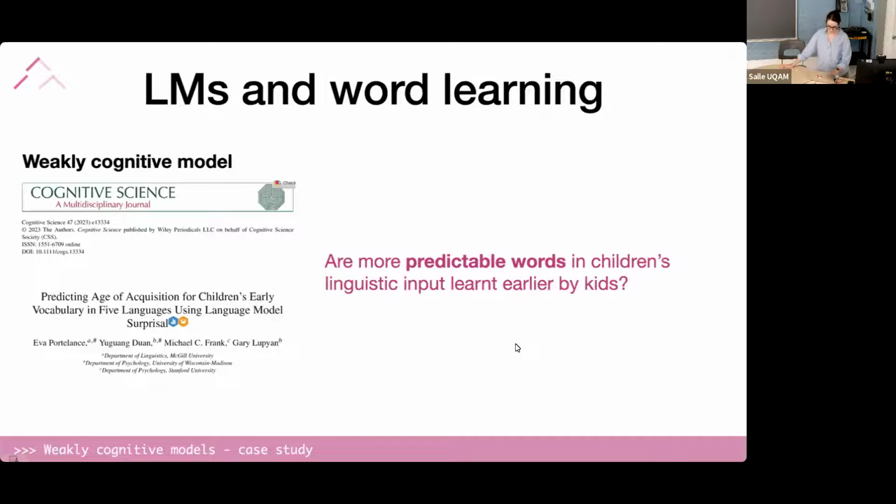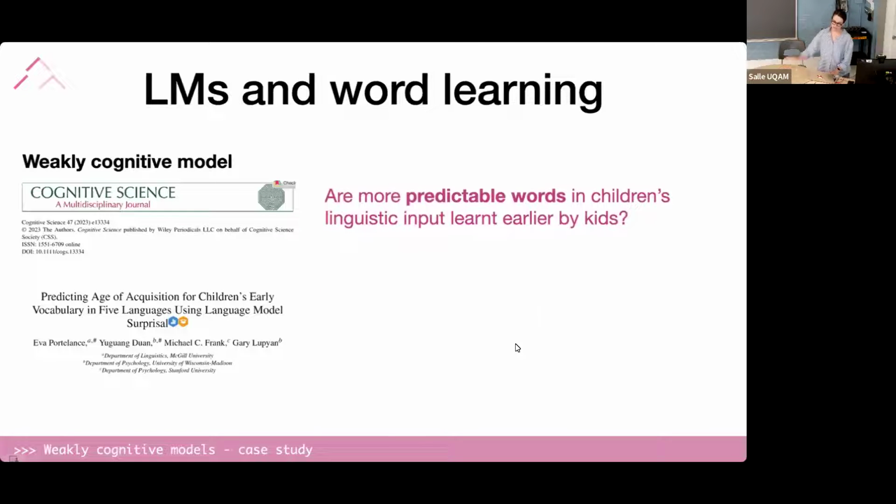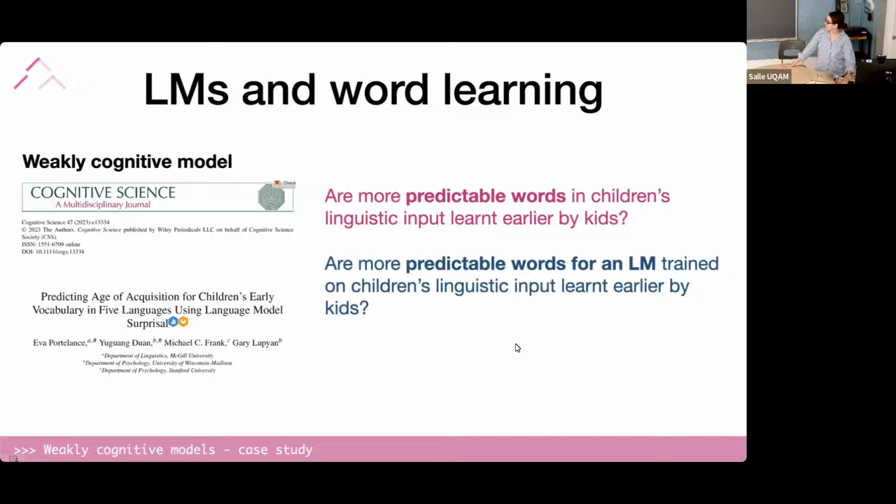Now, based on the linking hypothesis we had, we can reword this question more specifically as: are more predictable words for a language model trained on child linguistic input learned earlier by kids?